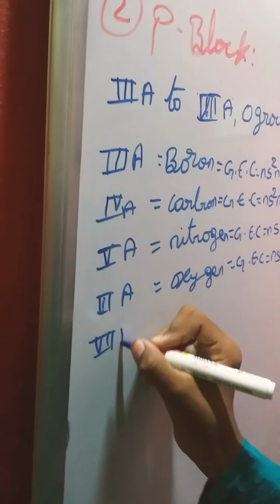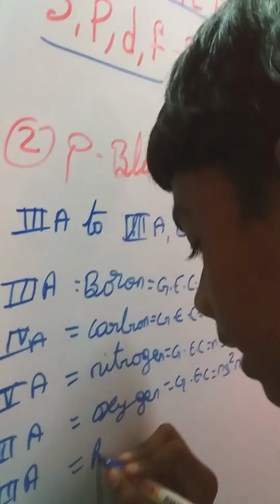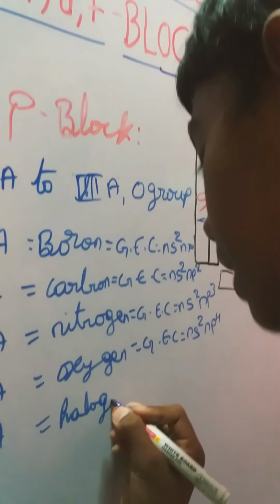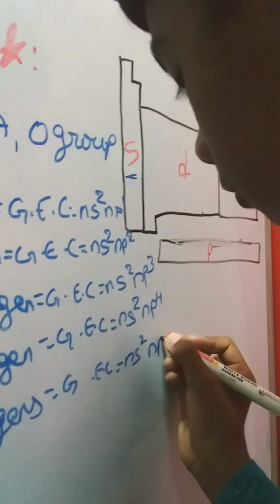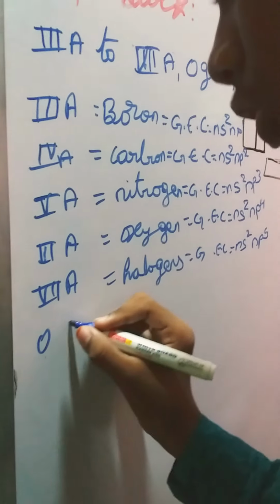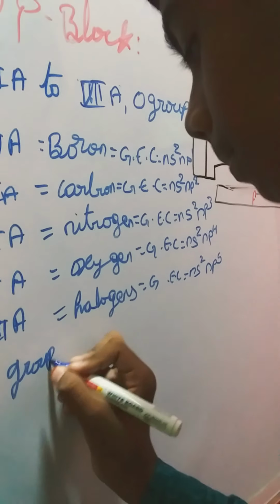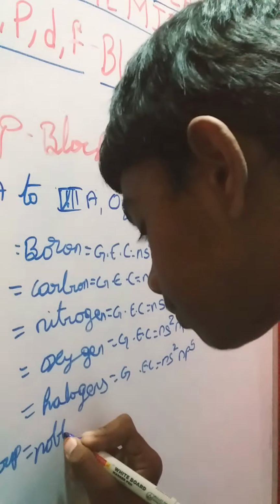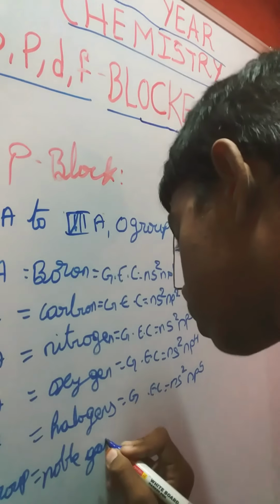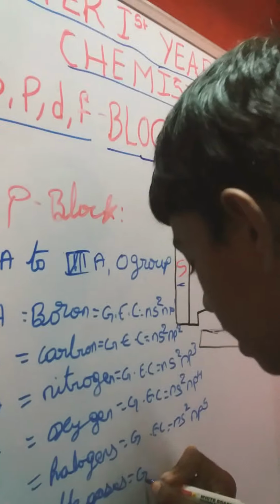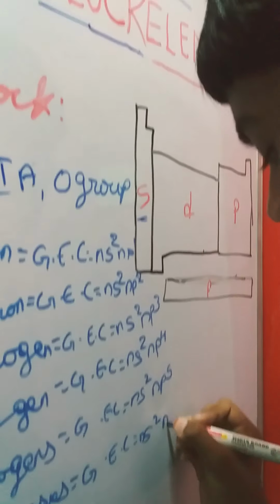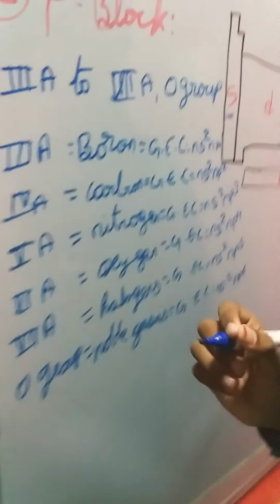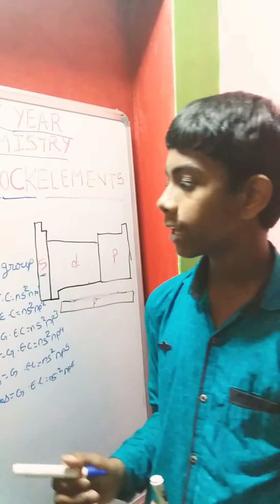7A group, halogens. General electronic configuration is ns2 np5. And 0 group, noble gases. General electronic configuration is ns2 np6, except for helium, which has 1s2 configuration.